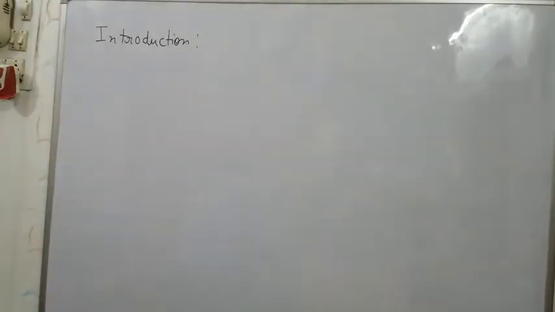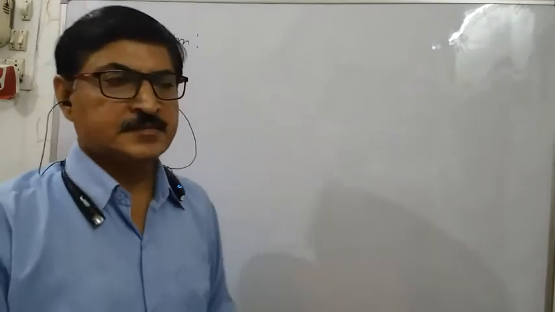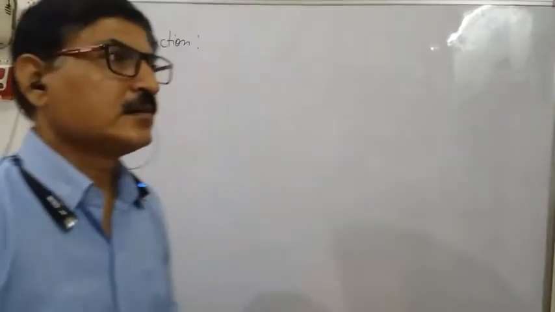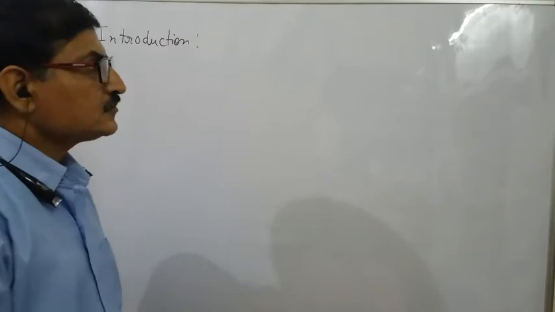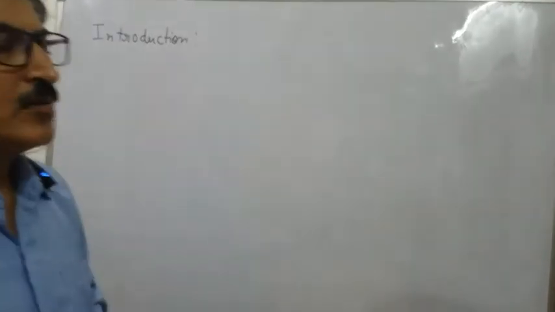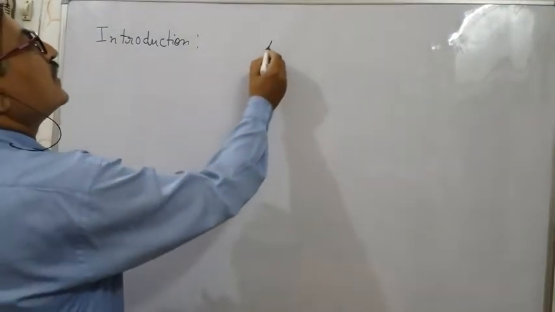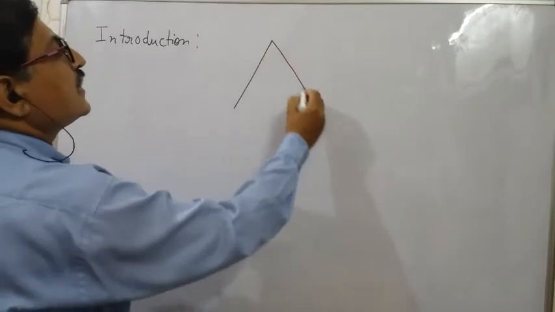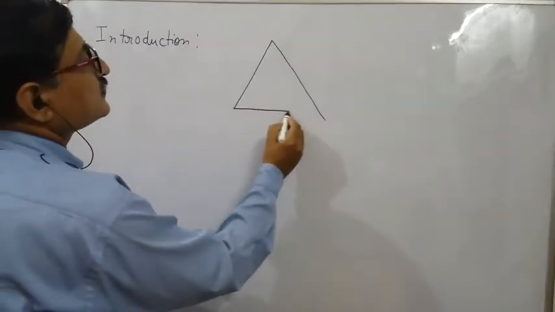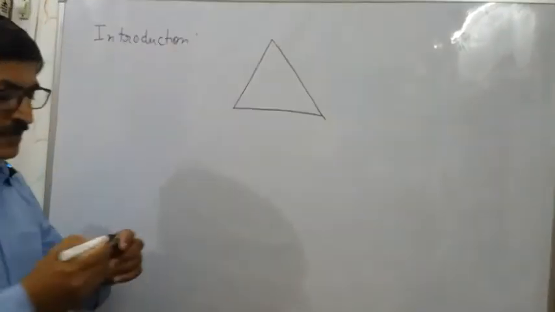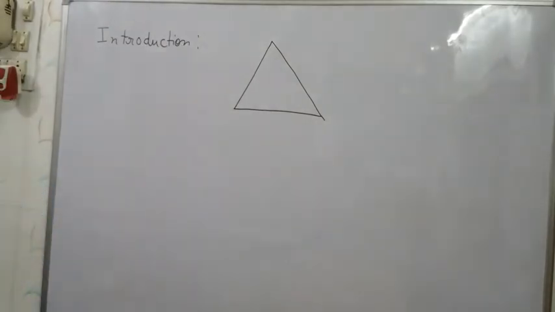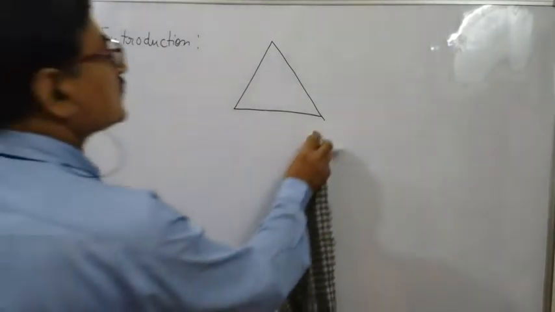Today we'll do chapter 6, triangles. In that, first we'll study some topics which I have studied already from class 6. First, what is a triangle? A triangle is a three-sided closed figure. Means in the triangle three sides are there and those sides are closed.